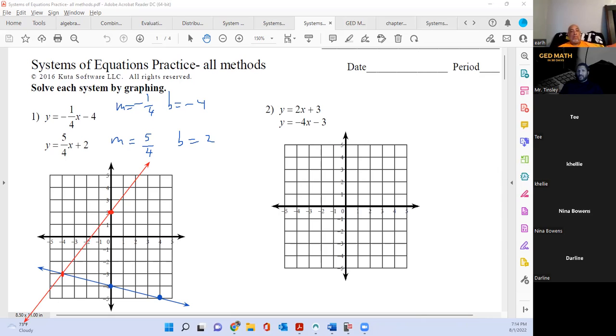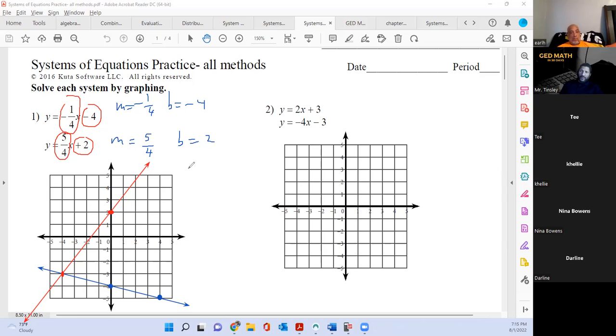So the solution to this system of equations. If you notice, I took the first equation, identified the slope as -1 over 4, because y equals mx plus b. I identified my y-intercept as -4. My second equation, I identified my slope as 5/4 and my y-intercept as +2. For the first equation, I used the blue line, so my y-intercept is -4 and my slope is -1 over 4. So I went down 1 and then over 4 to get my second point, and I connected those 2 points to make the line.